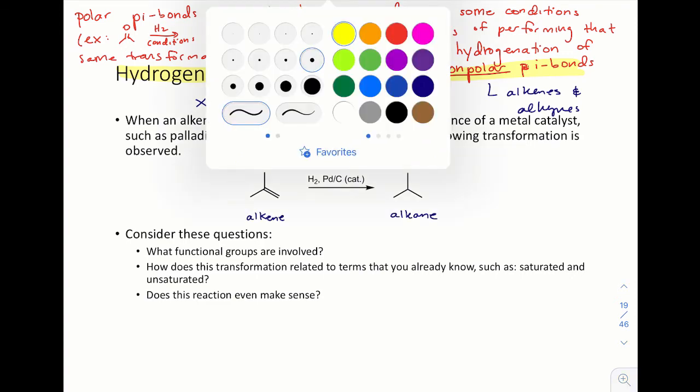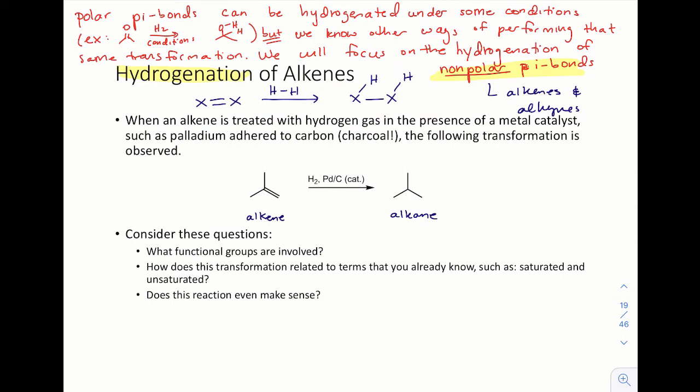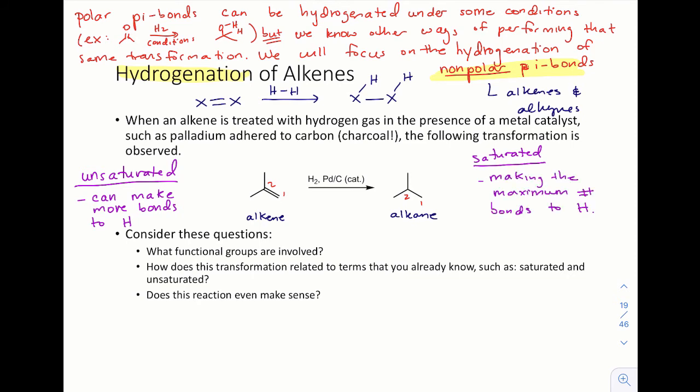Alkenes are said to be unsaturated. That's because it's possible for the two carbons making the pi bond, making the double bond, to bond to more hydrogen atoms. So it's unsaturated. It is able to bond to more hydrogen atoms. Alkanes, on the other hand, the carbon atoms in alkanes are making the maximum number of bonds to hydrogen that's possible, and so they are said to be saturated.